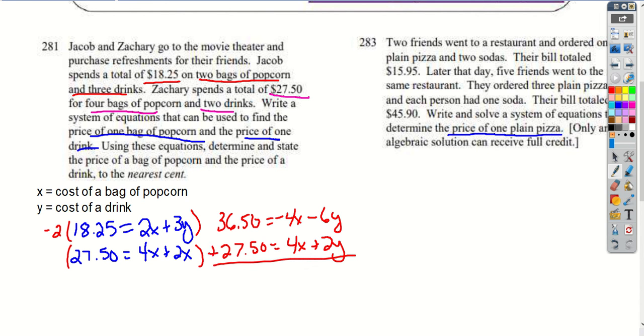So 27.50 and 36.50, we can just subtract those amounts. We're going to get 9, and then the x terms are going to cancel, and we're going to be left with 4y, and then we'll just divide by 4. And it does say the nearest cent, so we know we need to round, and this is $2.25. That's what y is. And now I need to go find x.